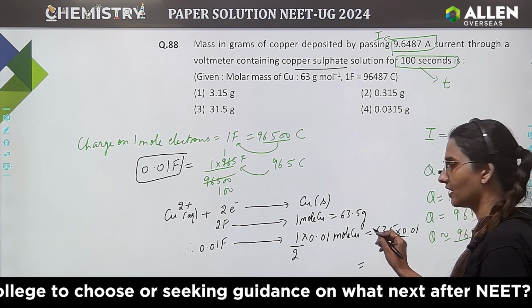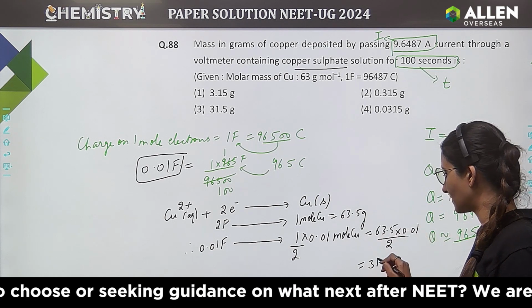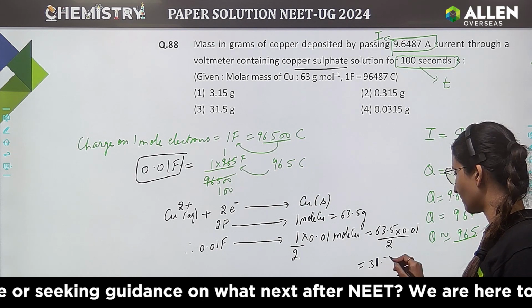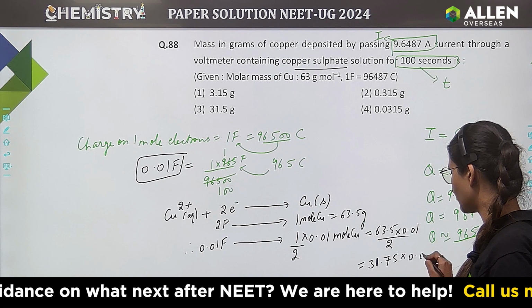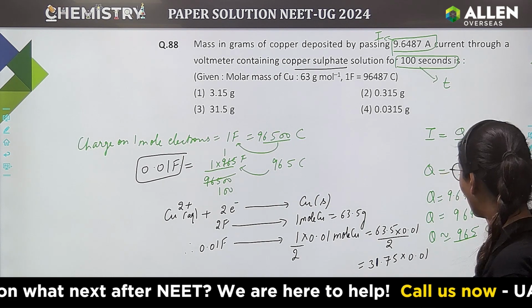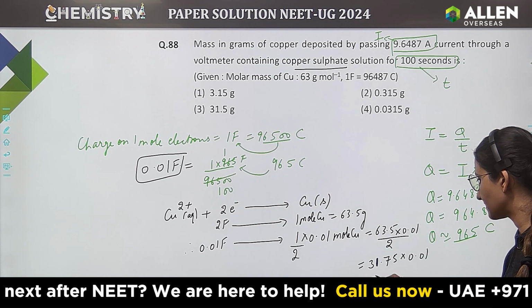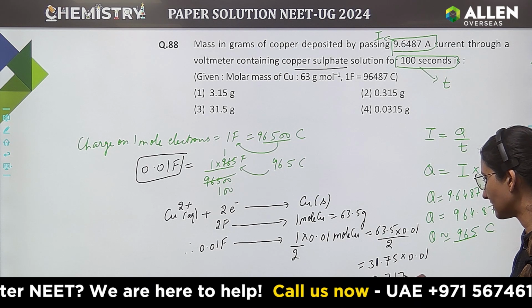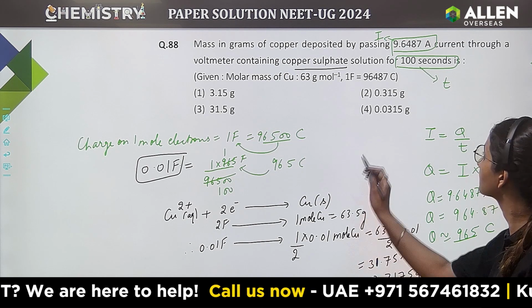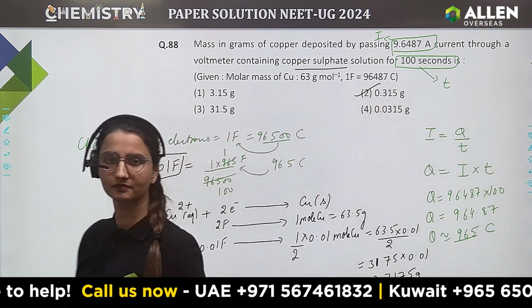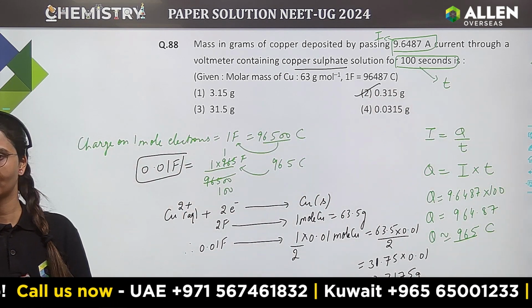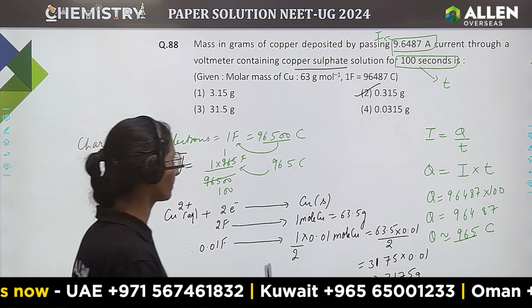So do this. What is it? 2 3s are 6, 2 1s are 2. Yes, 2 7s are 14. 1 carry, 2 5s are 10 into 0.01. So the answer is, students, there are 2 decimals, 0.3175 grams. 0.315. Correct? Yes. Next, students.